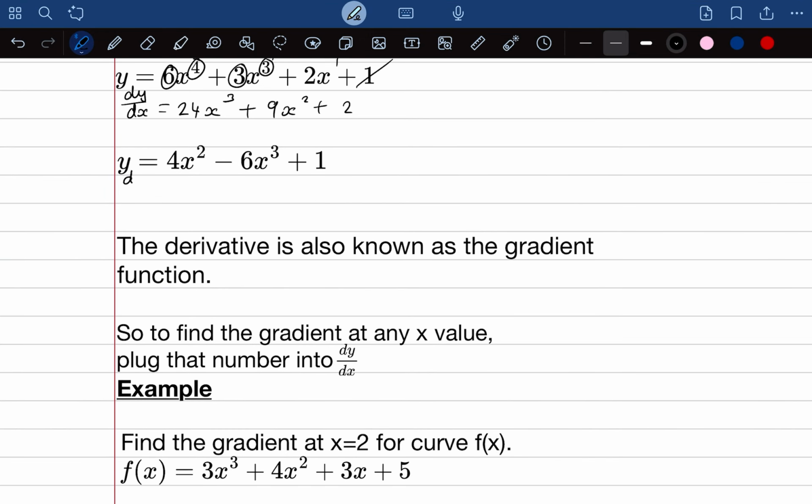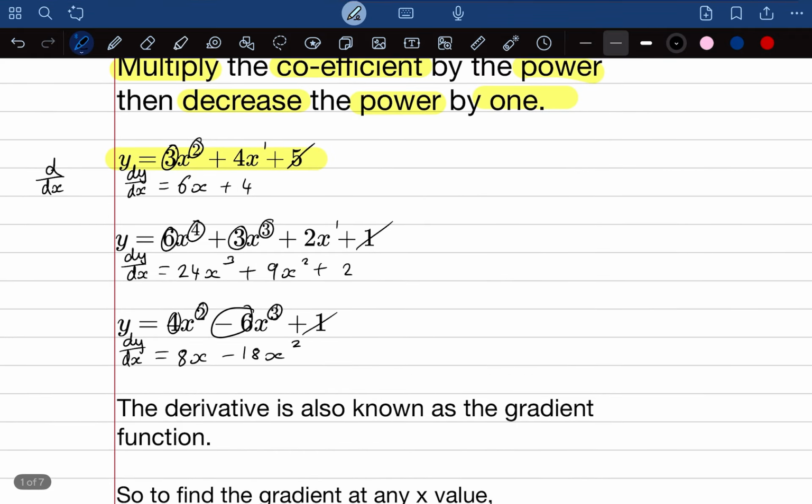One more example, just to bring in some negative numbers into it, just to make sure it still works. So we've got 2 times 4, which is 8. And we've got the x, 2 minus 1 is just 1, so leave it like that. Then we've got minus, so we've got minus 6 times by 3, which is minus 18. Then we still got the x, and we decrease the power by 1, which goes to 2, and then 1's a constant, so get rid of that. So there you are, that is how you differentiate basic polynomials.